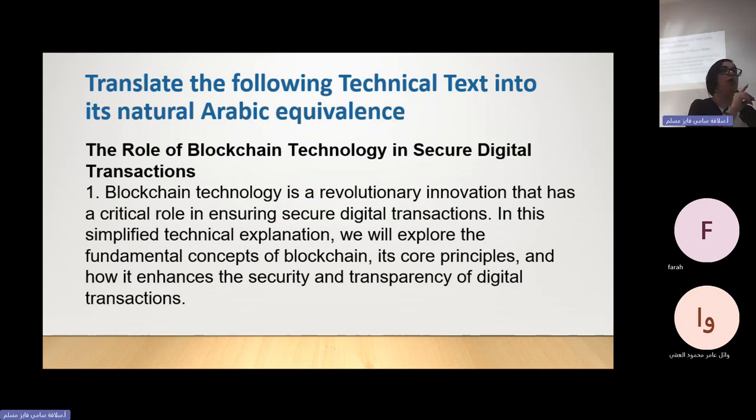So whether you use blockchain, whether you use سلسلة الكتل or سلسلة الوحدات المجمعة, it's all correct. But you have to be consistent.